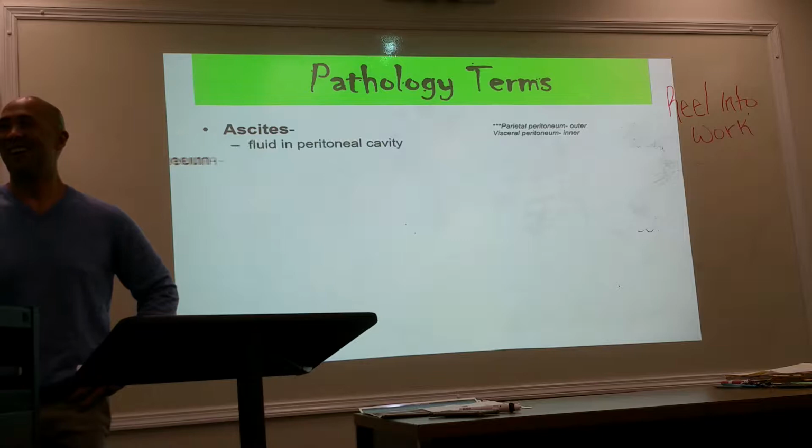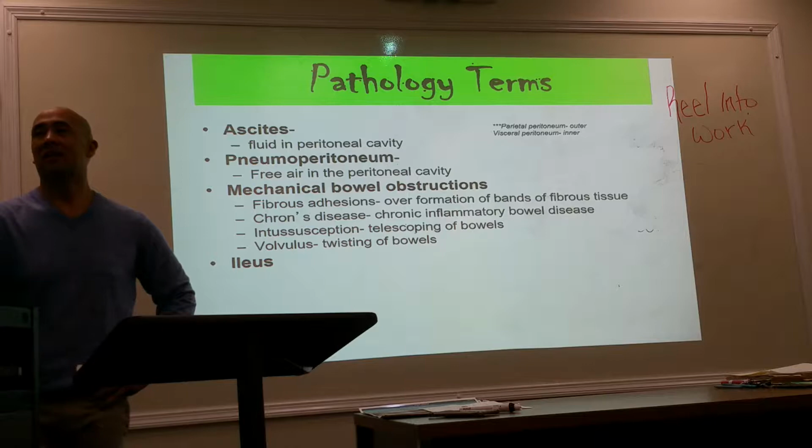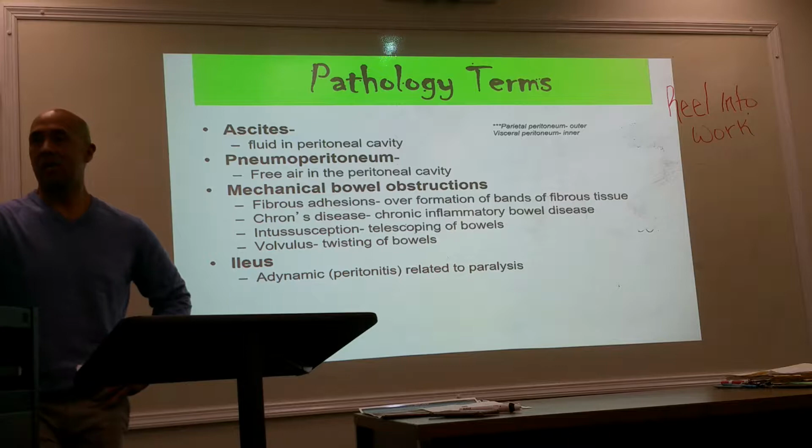All right, some pathology terms. Ascites. Ascites is fluid in the peritoneal cavity. Pneumoperitoneum is air in the peritoneal cavity.